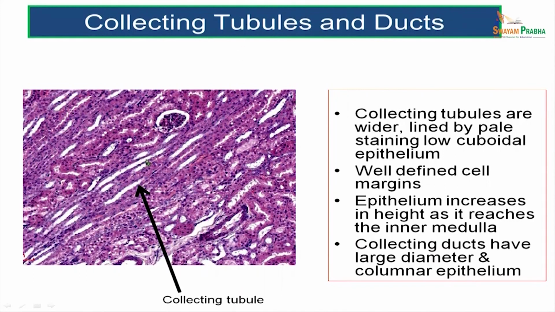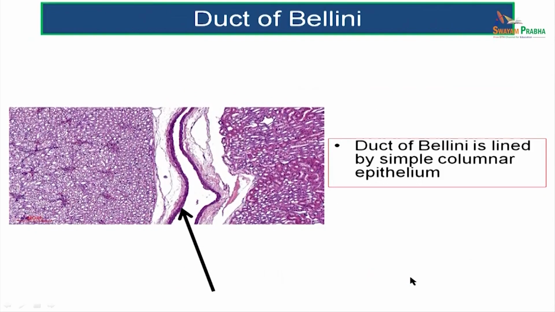So, what is the histological structure of the collecting tubule and collecting duct? You can see from this picture that the collecting tubules are wider, and they are lined by pale staining, low cuboidal cells. The cell margins are well defined. The epithelium increases in height as it reaches the inner medulla. The collecting ducts have a larger diameter and they have a columnar epithelium.